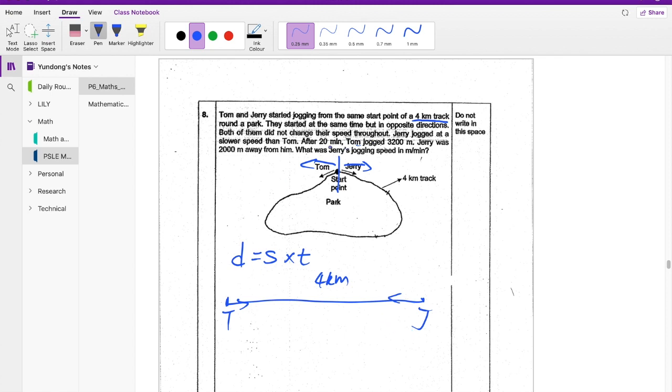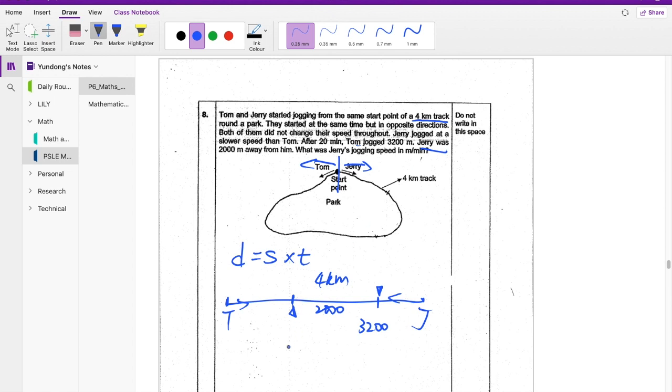So here we see that after 20 minutes, Tom jogged 3,200 meters. Tom is here. Jerry was 2,000 meters away from him. From here, we know that Jerry cannot still be on this side, because here there is only 800. So Jerry was 2,000 meters away. Jerry is here, 2,000. Jerry arrived here. This is Tom. So the question asks, what was Jerry's jogging speed?